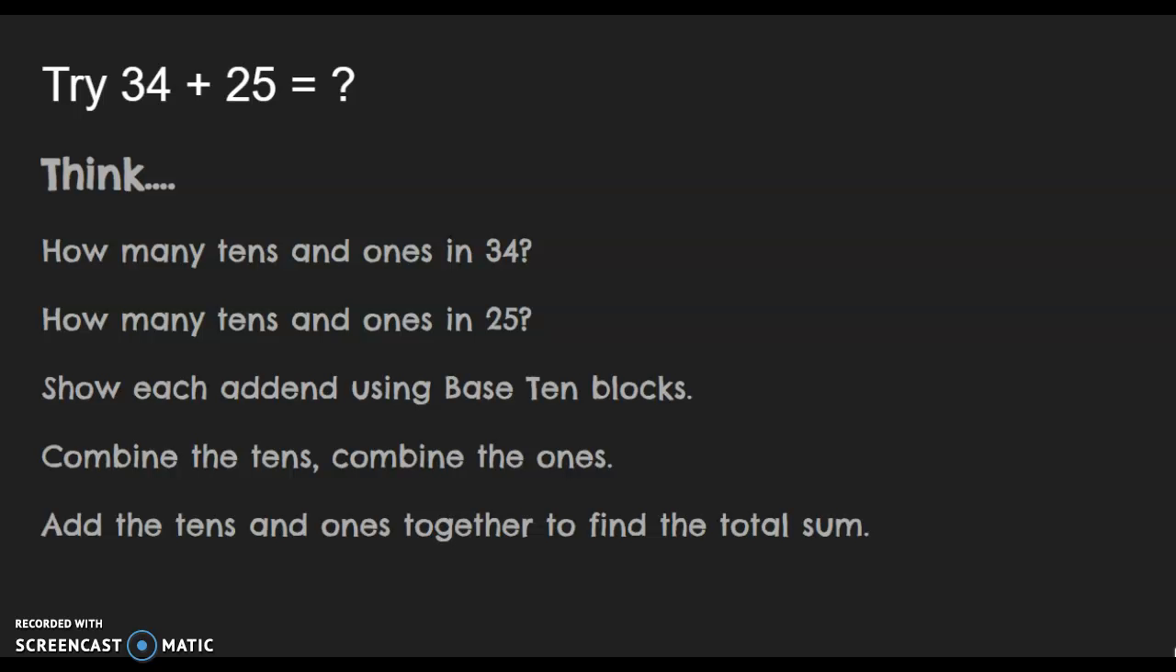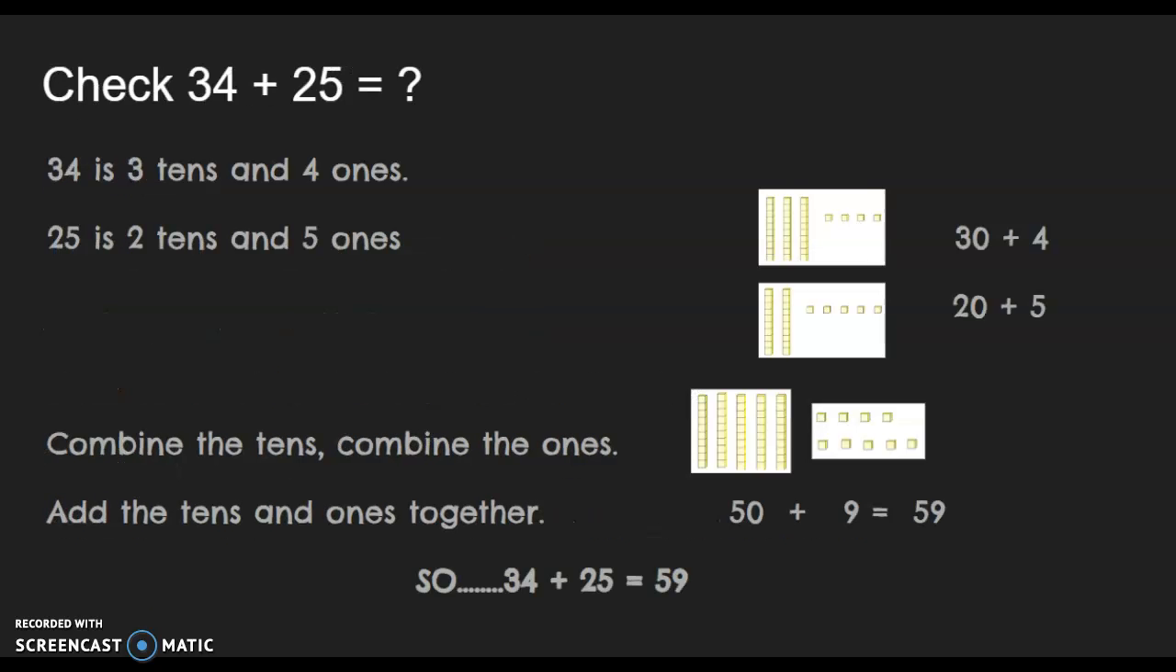Now it's your turn. Get a pencil and paper, some base 10 blocks, or a whiteboard and marker. Ask yourself these questions and solve the problem. Pause the video here. So, how do you think you did? You can check your work on this slide. Pause the video until you have checked.